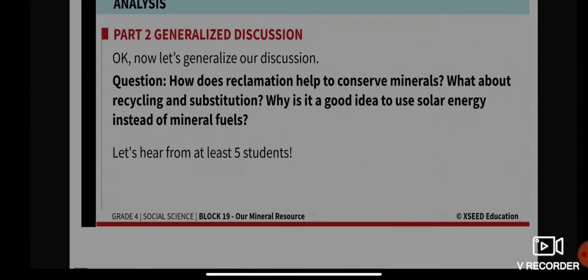How does reclamation help to conserve minerals? And what about recycling and substitution? How do they help to conserve minerals? And why is it a good idea to use solar energy instead of mineral fuels?